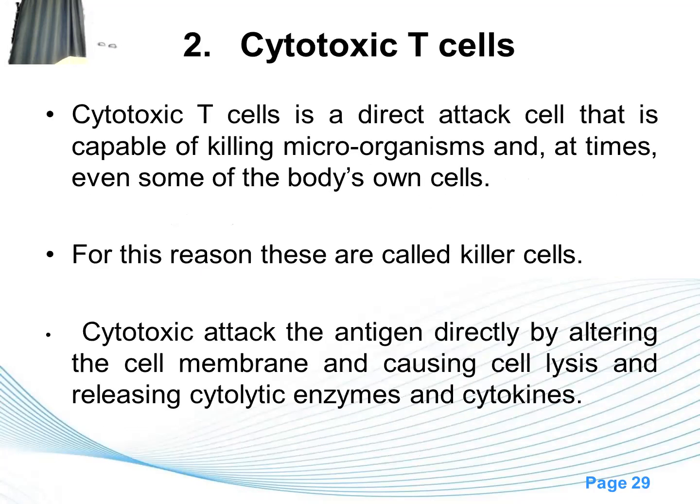So cytotoxic cells make a direct attack that is capable of killing microorganisms, tumor cells, and even some of the body's own cells. For this reason, these are called killer cells. Cytotoxic cells attack the antigen directly by altering the cell membrane and causing cell lysis, and by releasing cytotoxic enzymes and cytokines.